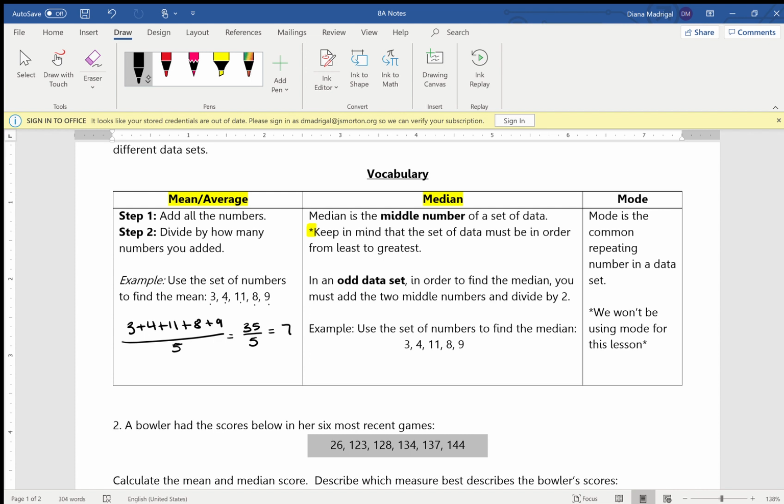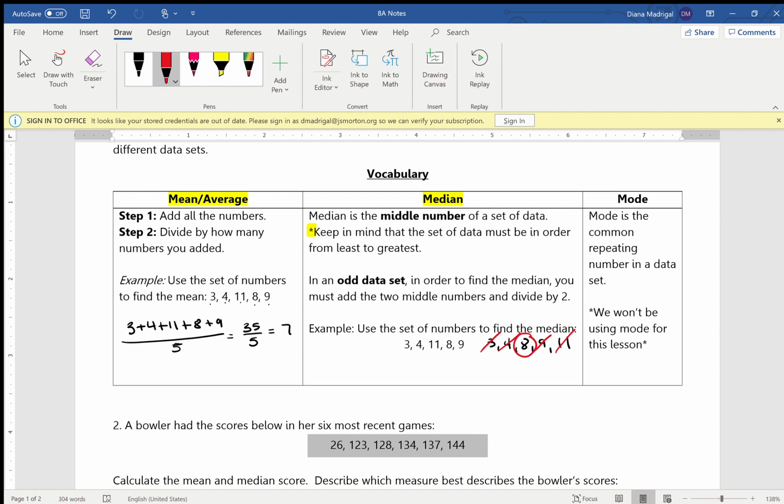So for example, use a set of numbers to find the median. I have 3, 4, 11, 8, and 9, using the same numbers. To find the median for this, I need to put this in order from least to greatest. So it will be 3, 4, 8, 9, and 11. As you notice, I usually like crossing them out, one in the beginning, one at the end. Crossing them out helps me to find the median. So that means that my middle number will be 8.